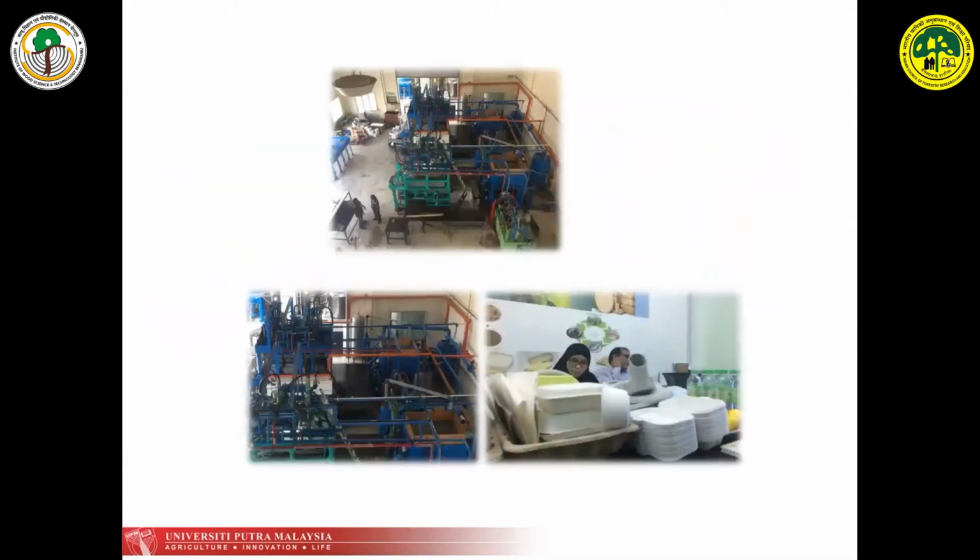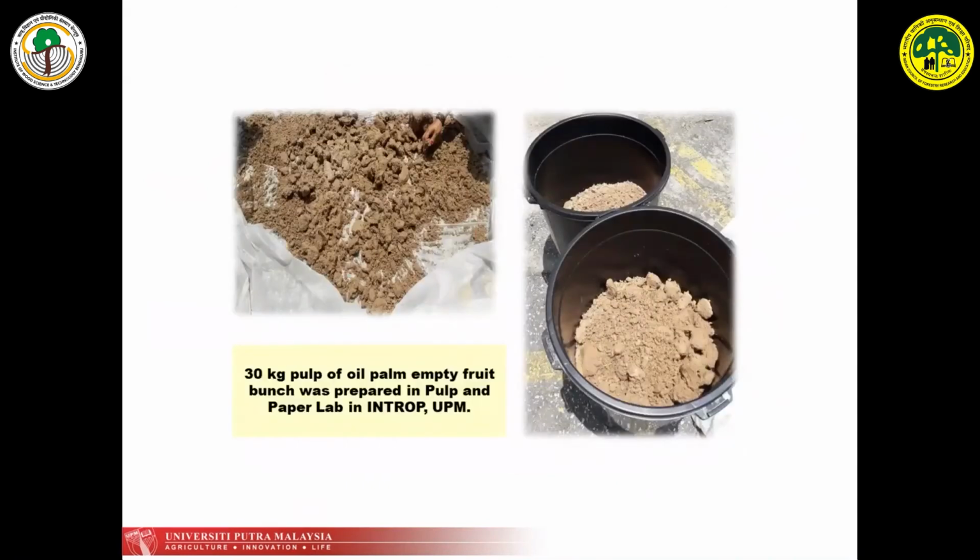So this is the setup of one company in Malaysia where we made this pulp molding product. We made the pulp in our institute laboratory, 30 kg, because they need at least 30 kg of pulp for running one production line.